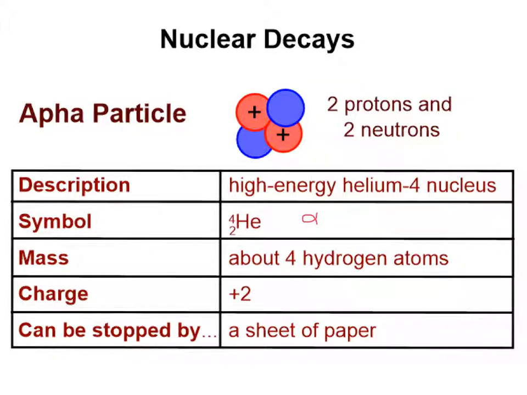Because it's so large, it can simply be stopped by a sheet of paper. So an alpha particle isn't going to penetrate your skin even. The only way it would cause damage to you, and it could cause considerable damage, would be if it were to enter your lungs, if you were to breathe it in, because it cannot penetrate your skin.